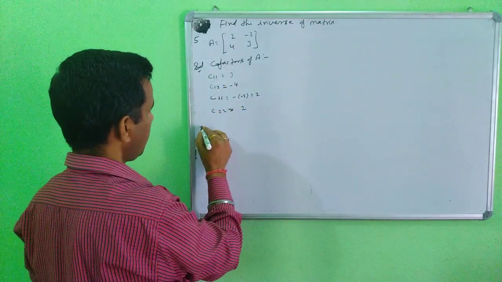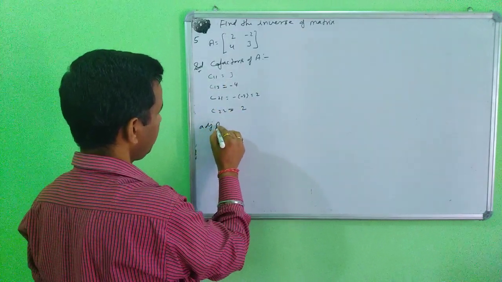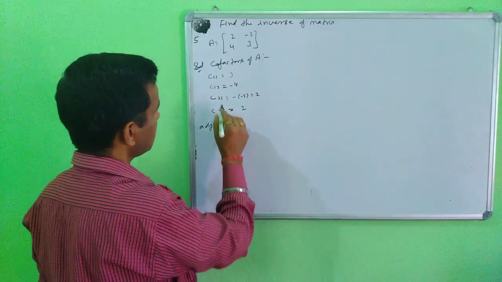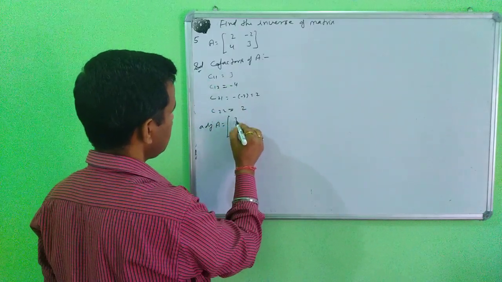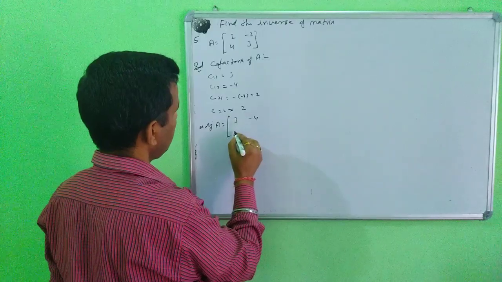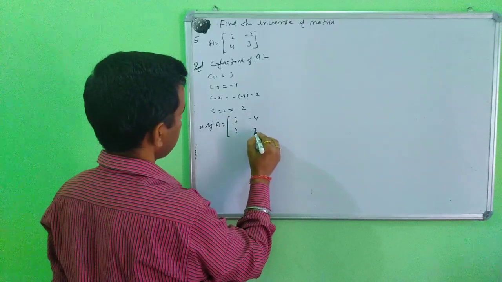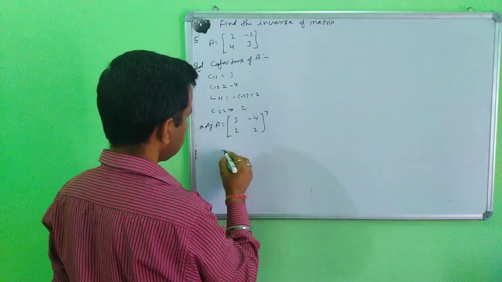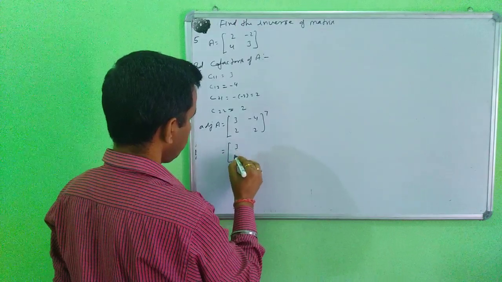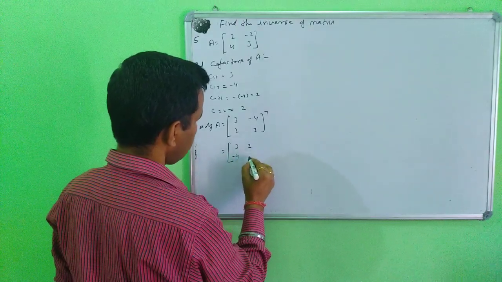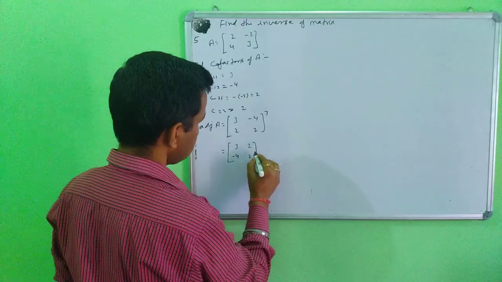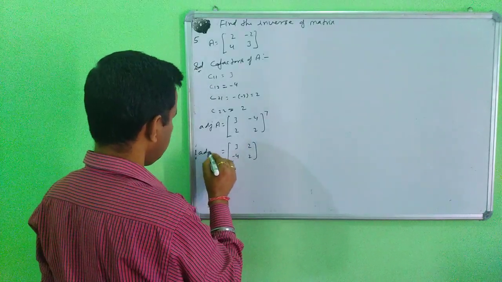So this is the cofactor of this. So now adjoint of A. Adjoint of A means transpose of this. So 3 minus 4, 2 and 2. Then transpose of this, you will find here 3 minus 4, 2 and 2. This is your adjoint A.